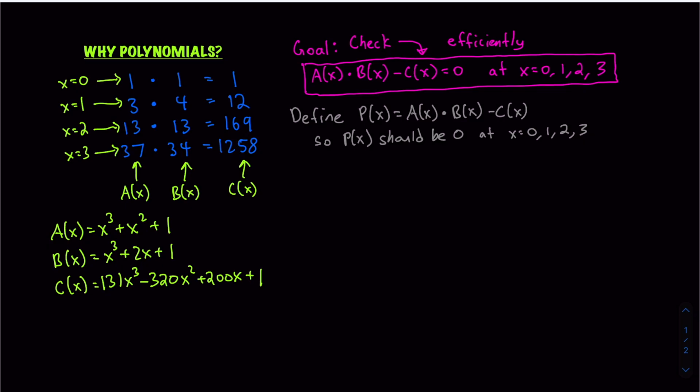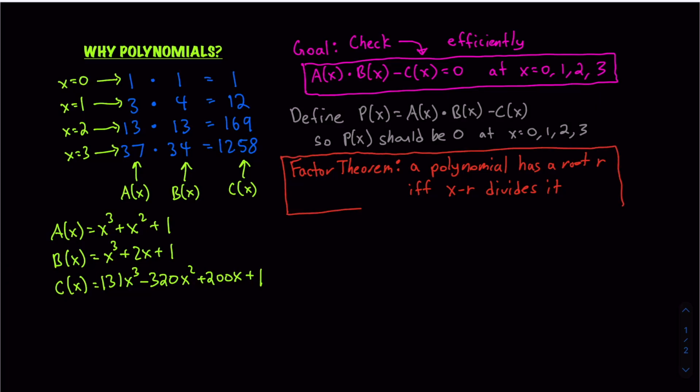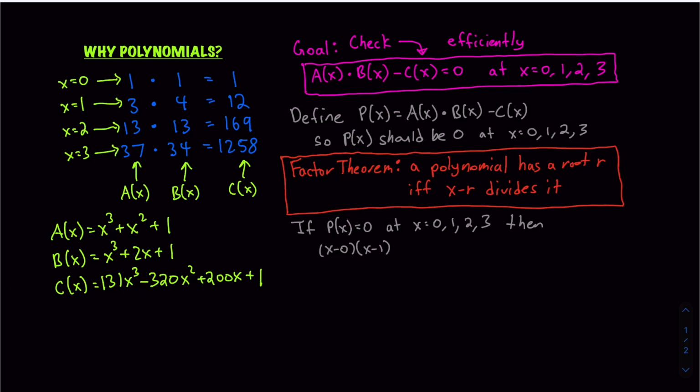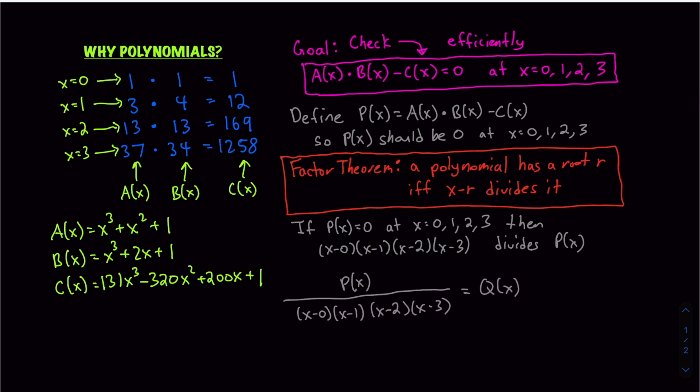By the factor theorem in algebra, a polynomial has a root at r if and only if x minus r divides it. So if p of x equals 0 at x equals 0, 1, 2, and 3, then the polynomial x minus 0 times x minus 1 times x minus 2 times x minus 3 divides p of x. In other words, p of x divided by x minus 0 times x minus 1 times x minus 2 times x minus 3 will itself be a polynomial. If p of x is not 0 at even one of these points, then dividing by this product will not give a polynomial.